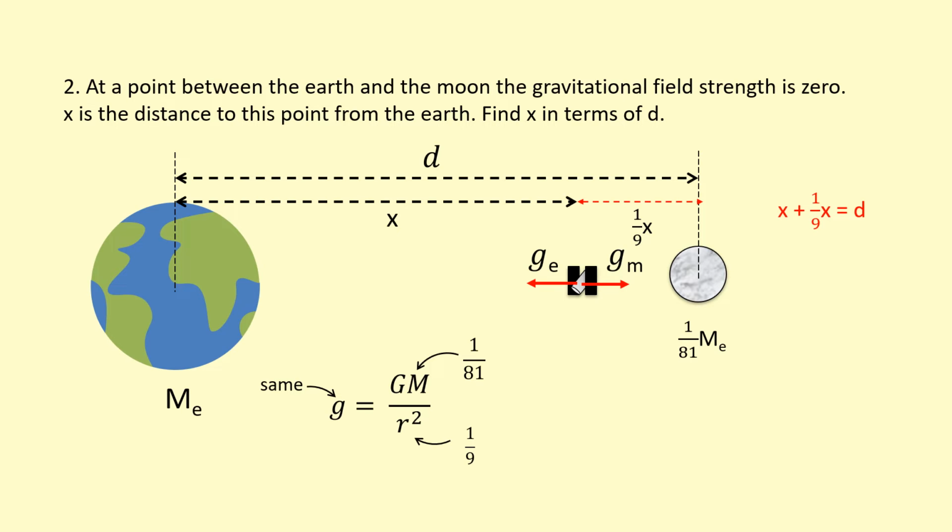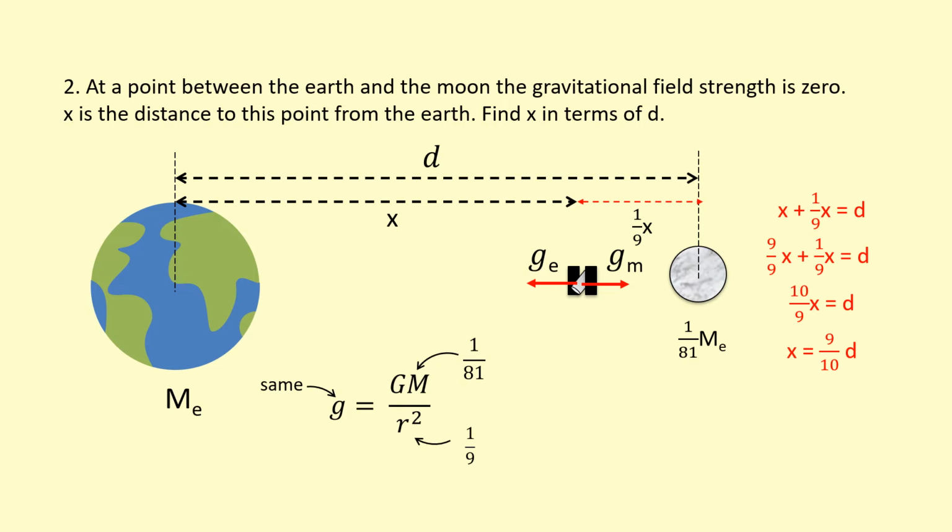Now we can solve this to find what x is in terms of d, but those two numbers, you can't add them right now because they don't have the same denominator. So I'm going to multiply the left one by 9 at the top and 9 at the bottom. Okay, so it's 9/9, same as x. And then that becomes 10/9 x, and then just rearranging, I get 9/10 d. So what this means is that the distance from the Earth has to be 9 times bigger than the distance from the Moon.